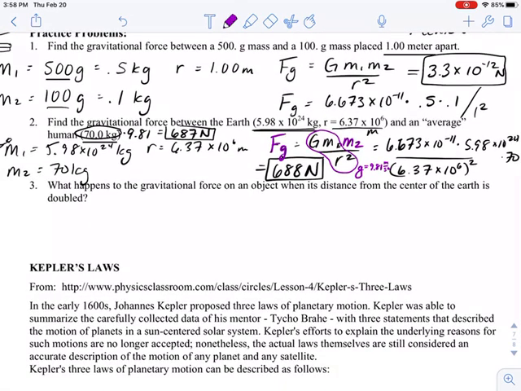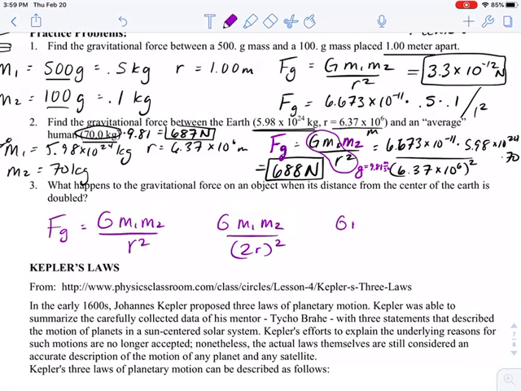What happens to the gravitational force on an object when its distance from the center of the Earth is doubled? Okay, so gravitational force, we're leaving G, M1 and M2 the same, and we're asking what happens when we double R. So what's going to happen is we're going to divide that value by 4. So the force is divided by 4.